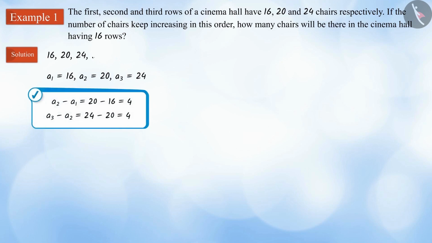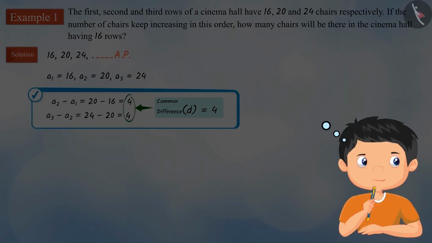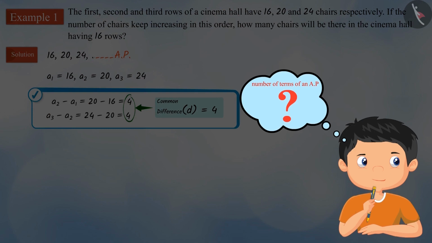Here, the difference of two consecutive terms is the same, that is 4, which is a common difference D of this series. Hence, this progression is an arithmetic progression. Well done! Can you tell the number of terms this arithmetic progression will have?